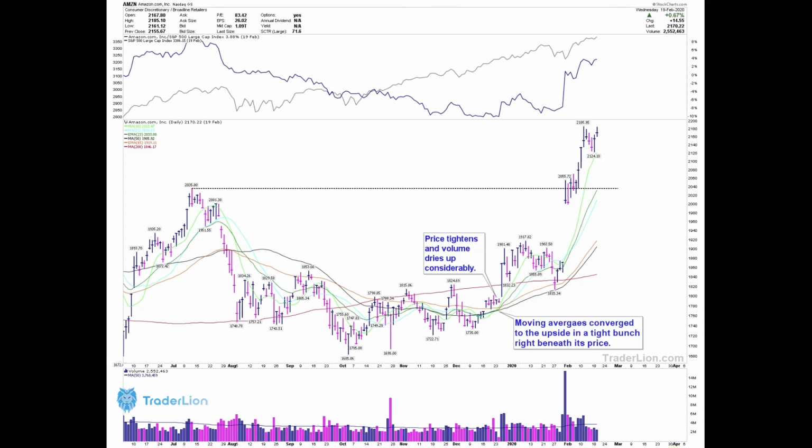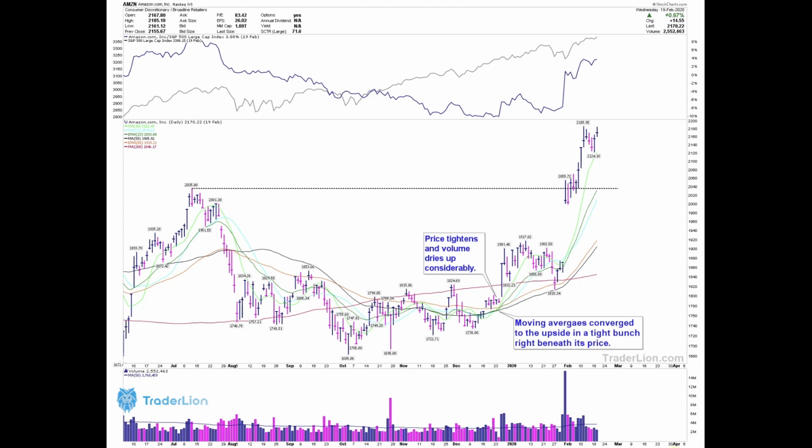Let's go ahead and dive into a few examples now. Remember, moving averages converging to the upside in a tight bunch right beneath a stock's price isn't something you're going to find in How to Make Money in Stocks. It's just an observation I made after years and years of running screens, setting alerts, and looking at leading stocks pretty much endlessly since 1998, making lists, setting alerts, that sort of thing.